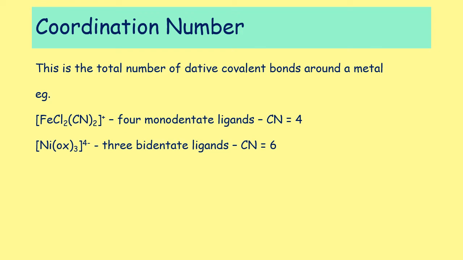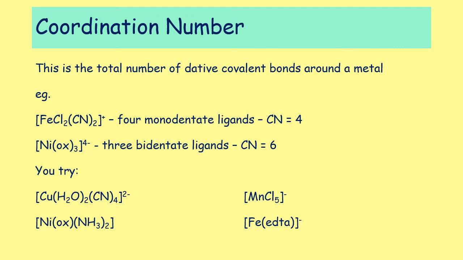The second one, nickel, OX is sometimes a shortened version of oxalate. However, oxalate is sometimes written C2O4, so just be careful there. But nickel oxalate is a bidentate ligand, and there are 3 oxalates, so that gives a coordination number of 6. So now I've got 4 examples here. Now it's your opportunity to pause the video and try and work out the coordination number of these 4 different examples. So if you want to pause the video now, have a go, and when you press play, you will get the answers.